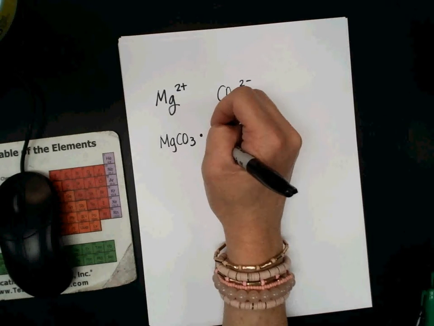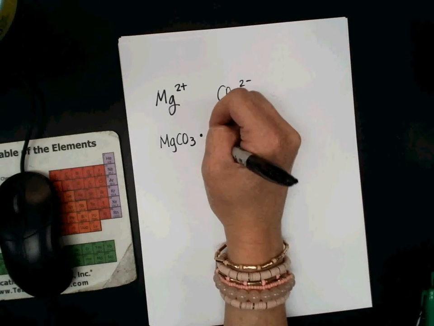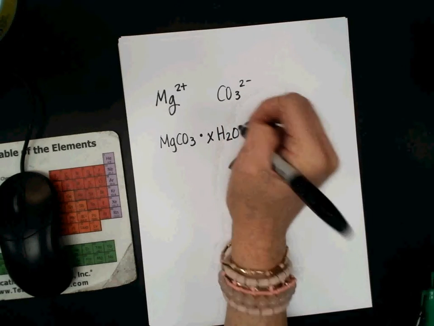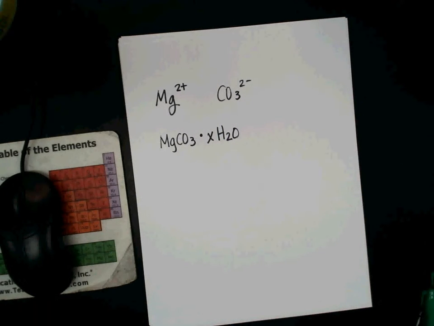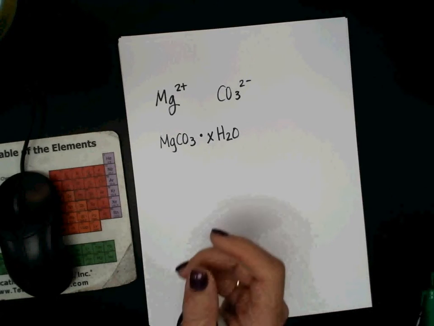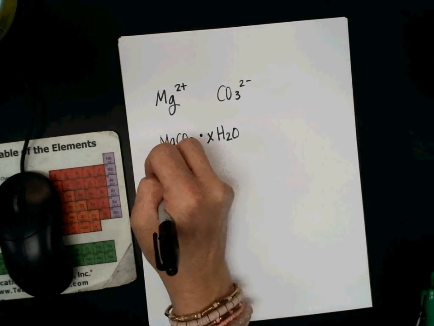It doesn't tell me how many parts, so I would put some parts water. So I'm going to heat it, it decomposes, drives off the water, and the mass was reduced. Okay, and then it says what's the formula of the hydrate. So if I'm heating it and the mass is reduced, what am I driving off? Water. So that's a good place to start.